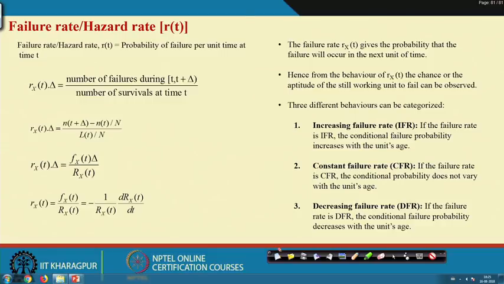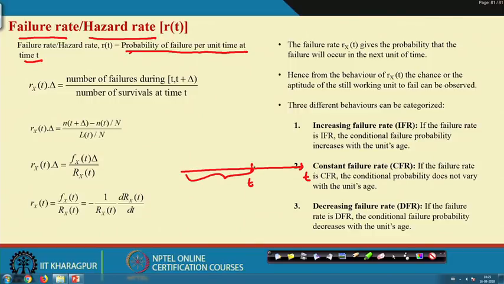Another very important one is the hazard rate, or instantaneous failure rate. The failure rate, actually hazard rate, instantaneous failure. What we are defining is the probability of failure per unit time at time t. That means suppose the component has survived up to time t. Then at t plus delta, within this small unit time, we are interested to know what is the probability of failure when the component has already survived up to time t.